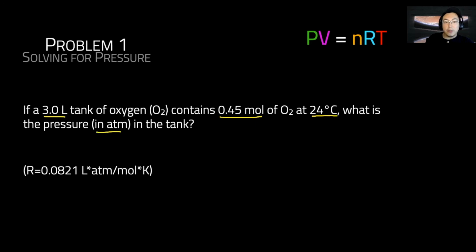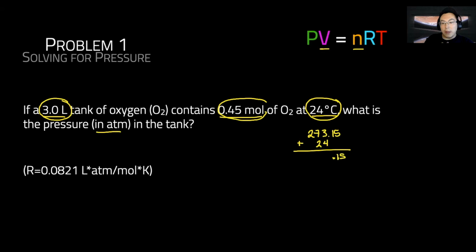Again, looking at the formula, we're given liters, which stands for volume. We are also given information about moles, so we got this down. We're also given information about temperature, although it's not in Kelvin, so we need to change this. We use the standard temperature, which is 273.15 Kelvin, plus our value for Celsius. Now we just add this number and we get 297.15 Kelvin.